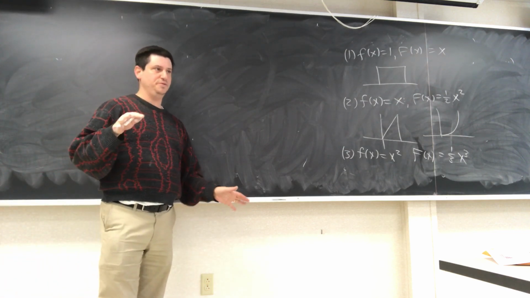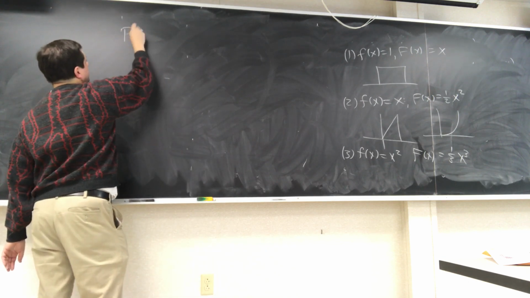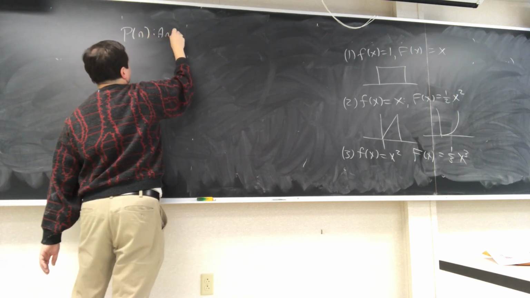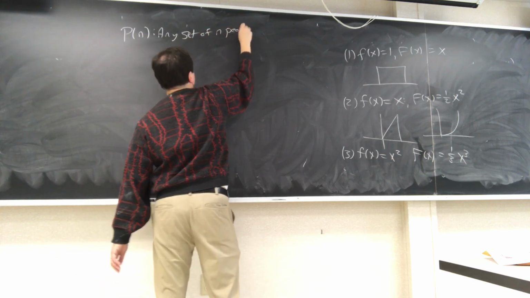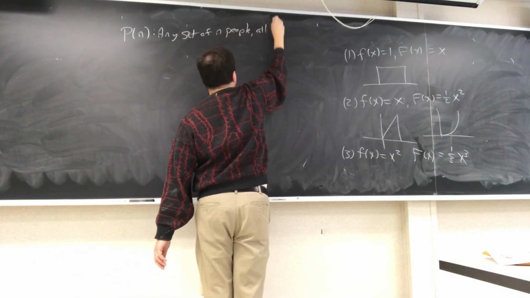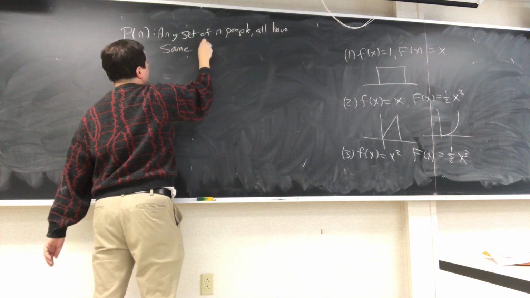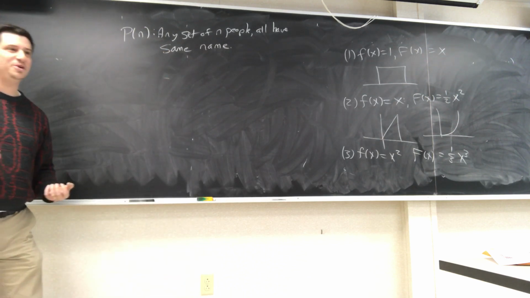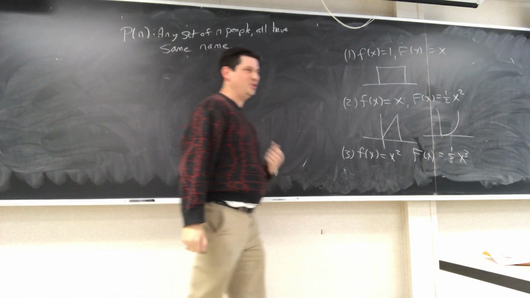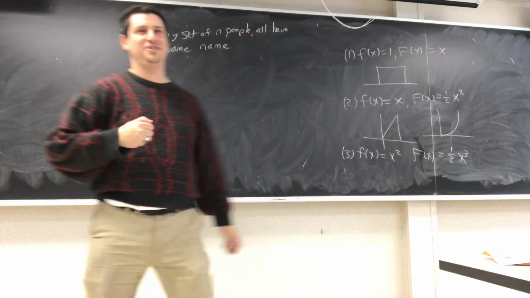Do people want to prove that everybody is named Cooper? Okay. Pn is: any set of n people all have the same name. So we'll actually only prove that everybody in the world has the same name. But since we know that somebody in the world is named Cooper, we now know everybody in the world is named Cooper. That's why it's so important that there's at least one known person.